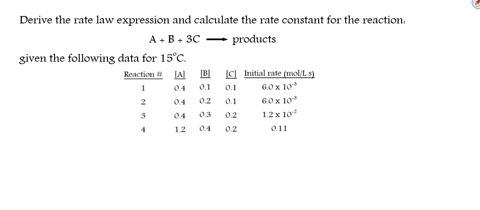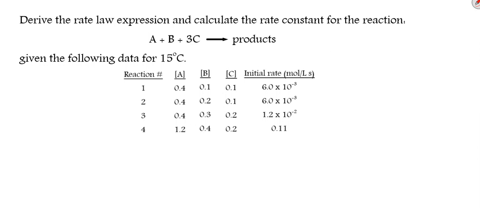Next problem. Derive the rate law expression and calculate the rate constant for the reaction A plus B plus 3C gives you a certain product, given the following data for 15 degrees. So you'll notice that someone has done 4 reactions, and in each reaction, the concentration of A, B, and C is given, and then the initial rate of the reaction is also provided. So you could have many questions off of this. And the first one would be, what is the order of this reaction?